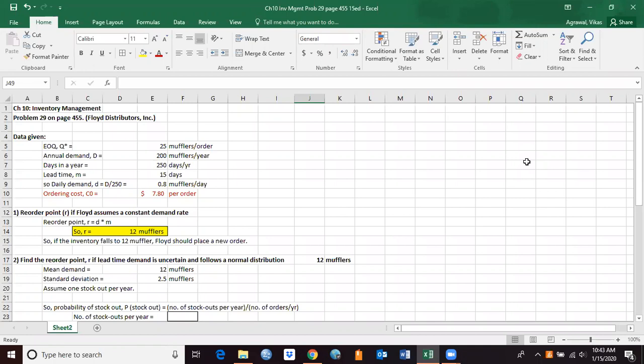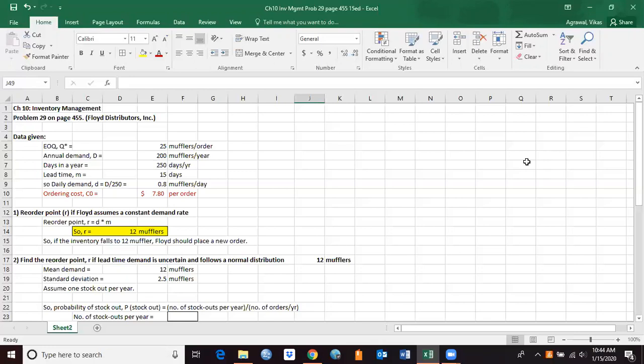Here we have been given an EOQ quantity of 25 mufflers per order. That means whenever you're placing an order, you are placing it for 25 mufflers. Annual demand is 200 mufflers per year. Working days in a year equals 250 days. Lead time equals 15 days. That's the number of days between when you place the order and when you actually receive the order.